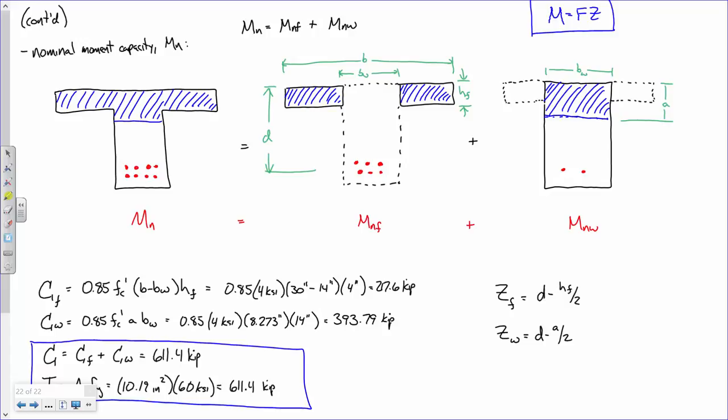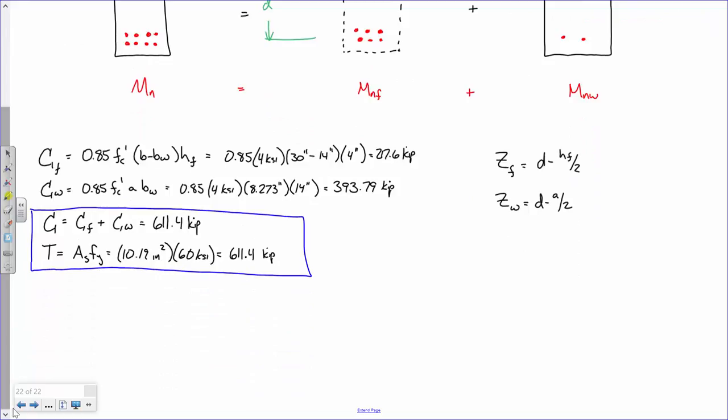Okay. So what I'm getting at is, I propose then, therefore, MN is C sub F times D minus HF over 2, plus C sub W times D minus A over 2. What do you think? It's not bad, right? It's just forces and distances. It's just moments. So what do we got?